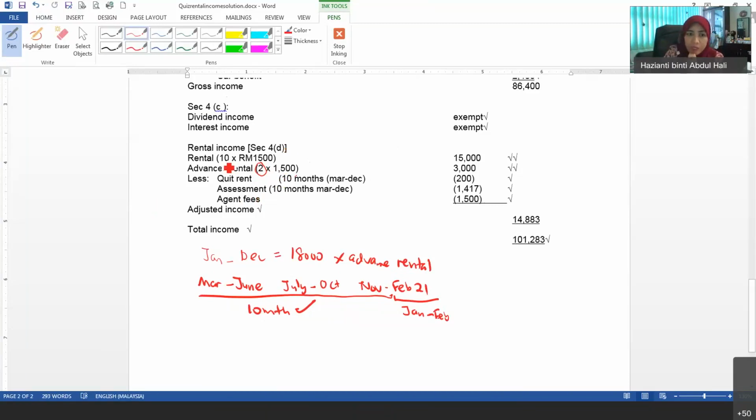Because if you total here, 10 plus 2 is still 12. But the payment of 10 months he gets this year, and another 2 months of rental is actually for next year. But remember, according to section 4D, advance rental will be taxed in the year of receipt. You get it for next year, but you receive it this year. So you will be taxed this year. So for next year, 2021, the rental will be taxed for only 10 months, because the 2 months were already taxed in year 2020. So for 2021 only 10 months remain. Or if he gets advance too, it will be 10 months rental, 2 months advance rental.